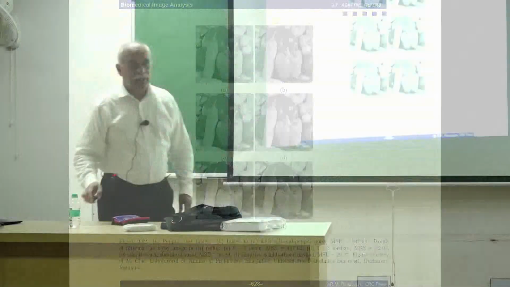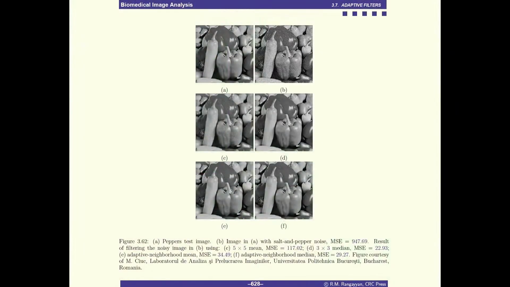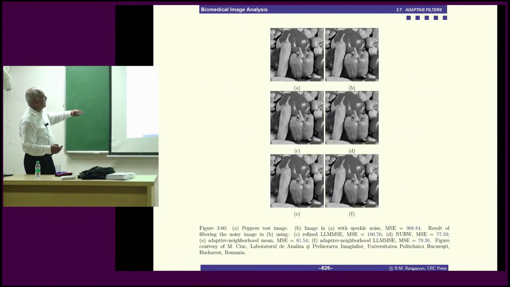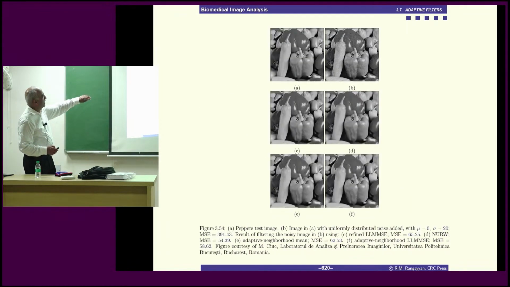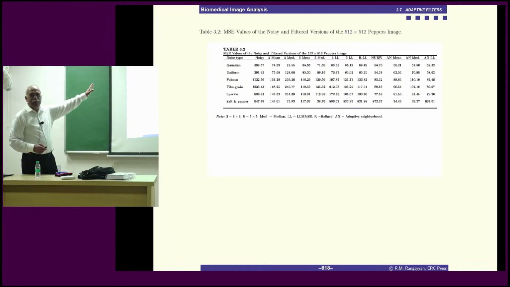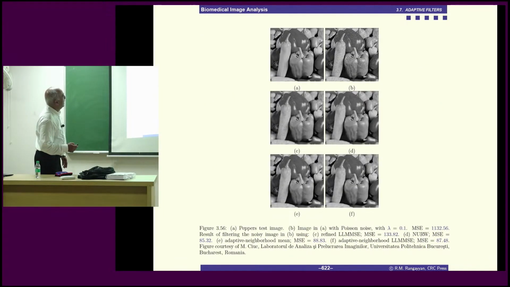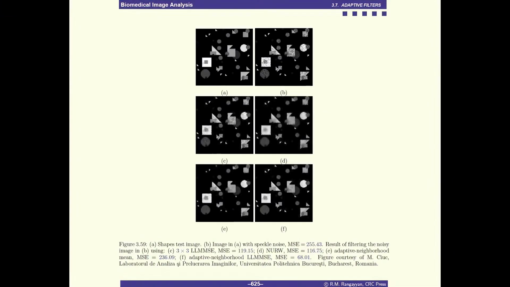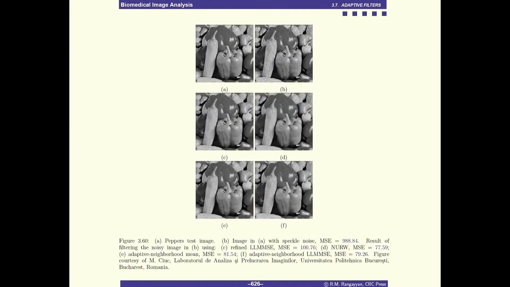So let's wait for it to be focused. This is the salt and pepper noise illustration. So we showed this, and Mihai did a detailed study, and we have all these measures. I don't want to go through this table comparing error measures. We will skip these and maybe just look at one of these pictures.